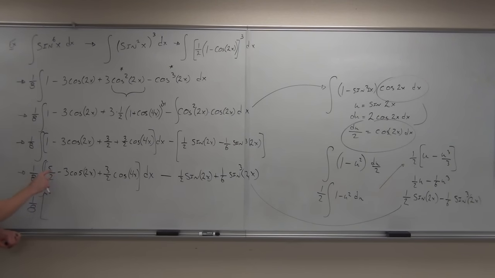I'm going to move up here. Can you please tell me what this integral will look like after I do all of this substitution? Integral of what? What does this become? U squared. And? U to the fourth. Oh, good, u to the fourth. And? Negative. Good.